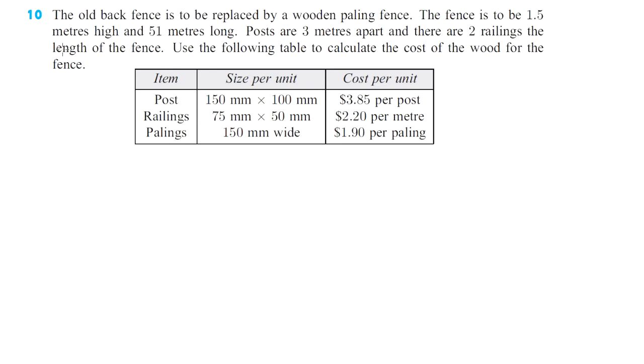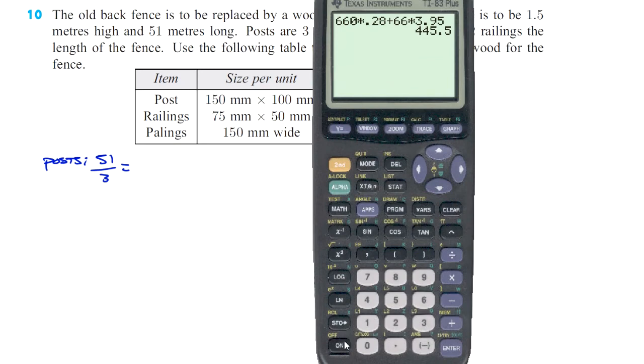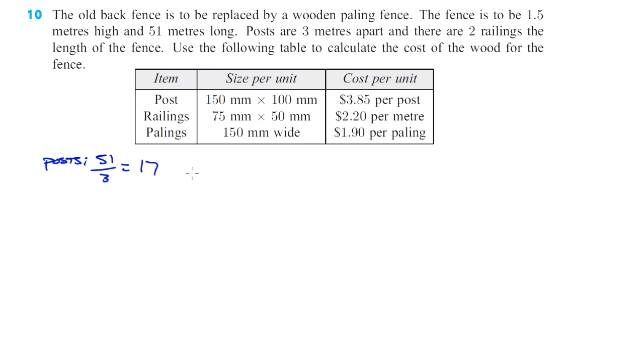Okay. So basically, we just got a big, long fence. It's 51 meters long. Posts are 3 meters apart. So let's figure out the posts. You take 51 meters and divide it by 3, and that gives us 17. Now, you have to figure out that that's 17 3-meter lengths, right?